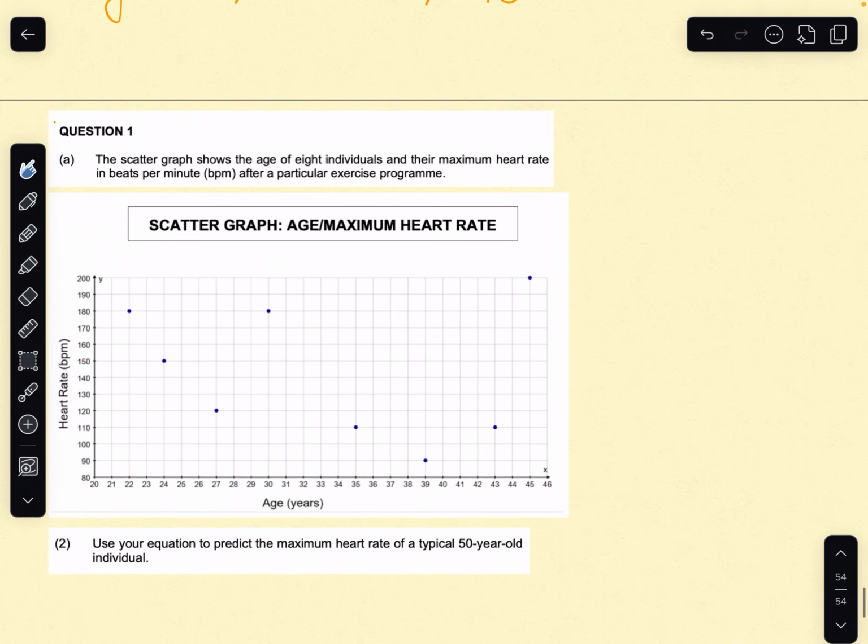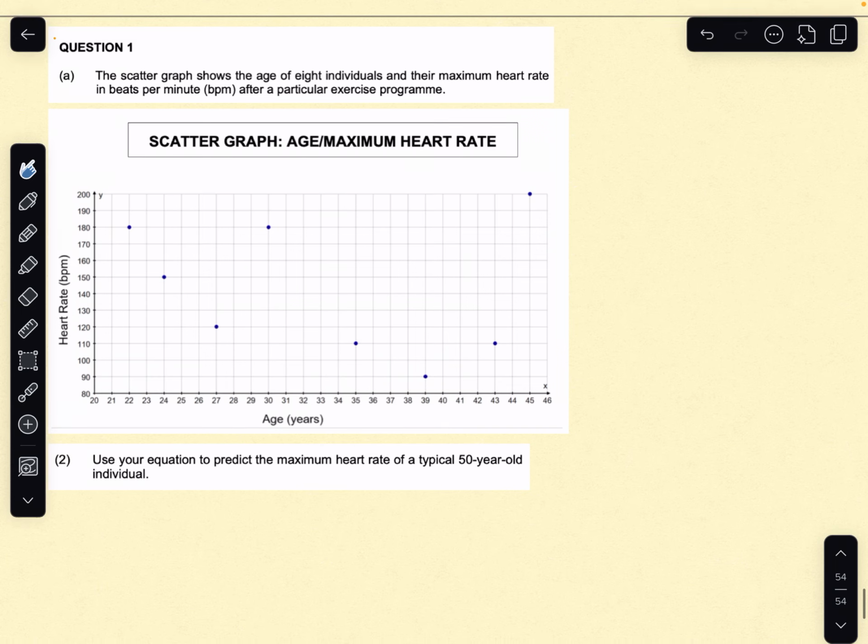Then next up, we are asked to use the equation that we got in the first part of the question to predict the maximum heart rate of a typical 50-year-old individual. Now, very important when you get questions like this to ask yourself, are we interpolating or are we extrapolating? In a data set like this, where there's such a weak correlation between age and heart rate, even if you're interpolating, you still wouldn't get a value that says much, because the relationship between the two variables just isn't strong.